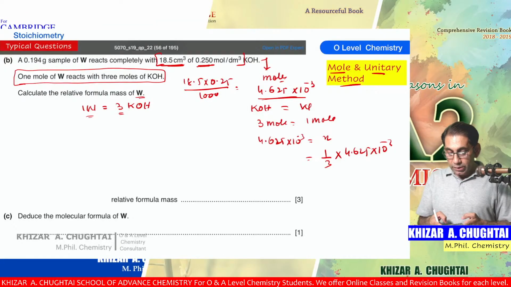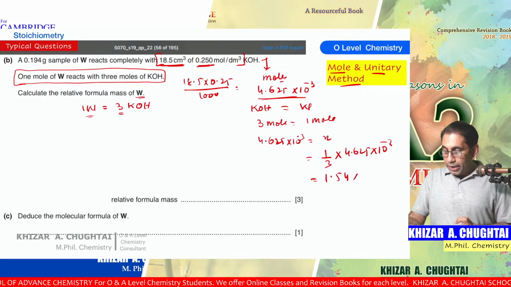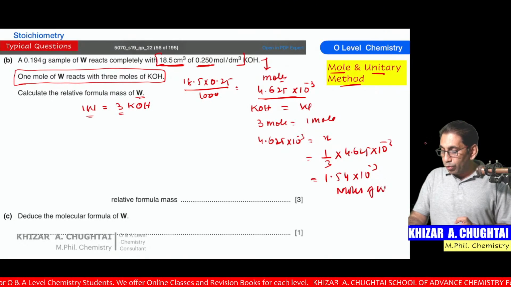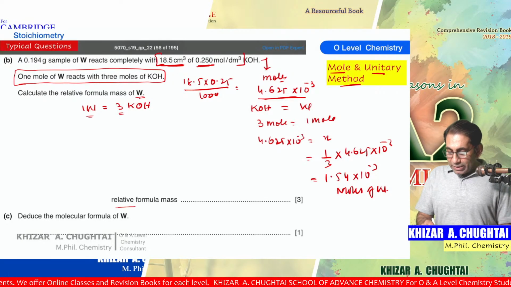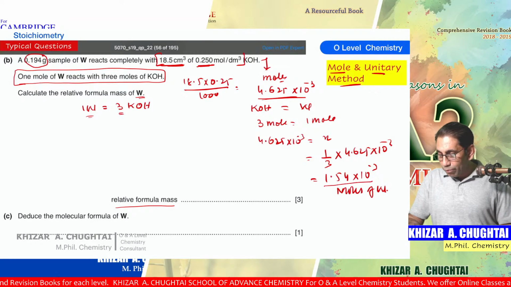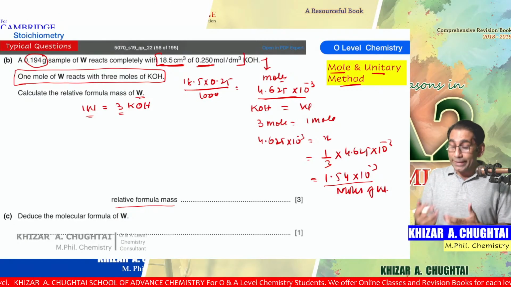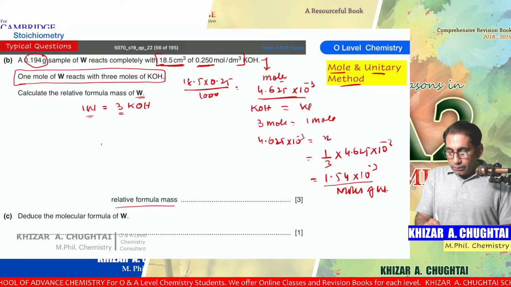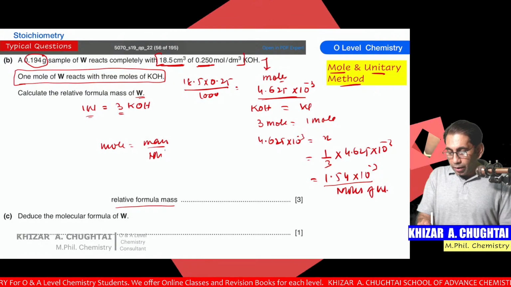Divided by 3, you can say the whole answer. And its answer is 1.54 × 10^-3 moles of W. So he is asking for the relative formula mass. I have the mass, and now I have calculated the moles, so we can find the MR. It is also an AR or MR. Now I'm going to write mole is equal to mass over MR or AR.